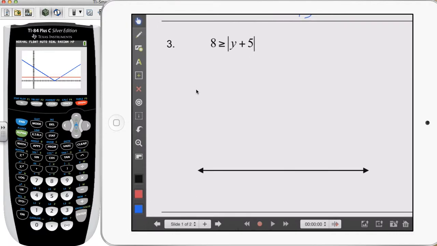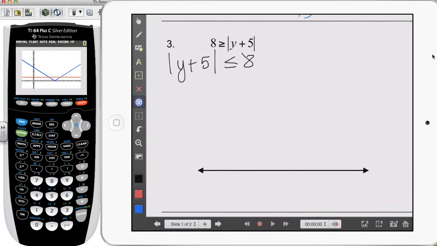Now I don't know about you guys, but I like my variable always to be on the left side. So what I'm going to do is rewrite this in a way that I would feel comfortable with. So I'm going to put absolute value of y plus 5 less than or equal to 8. So what I did is I just rewrote this, y plus 5 less than or equal to 8, okay? Now pause the video and try this on your own, and then play the video again to see if you got the right answer. Now I do hope that you tried on your own.